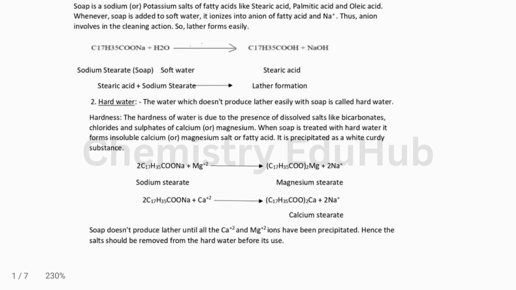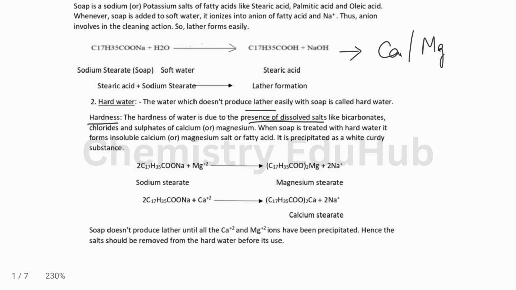So we understood what is the hardness of water. That means the inability to produce lather with soap is considered to be the hardness of water. Now what is the reason for the hardness of water? It is the presence of dissolved salts like bicarbonates, chlorides and sulfates. Generally, water available from the ground can be mixed with the salts of calcium or magnesium.